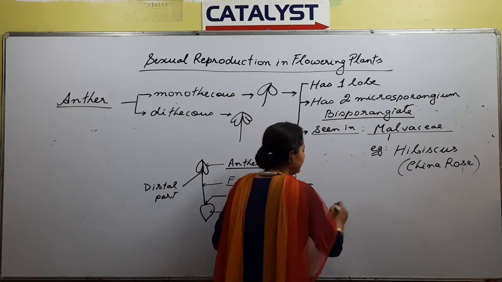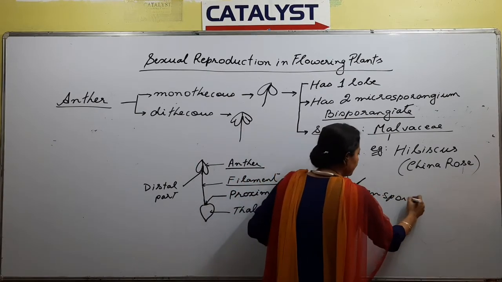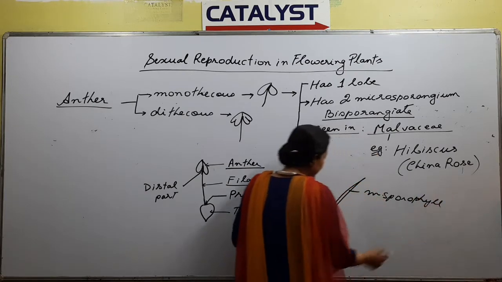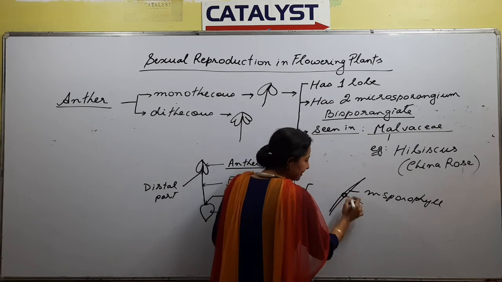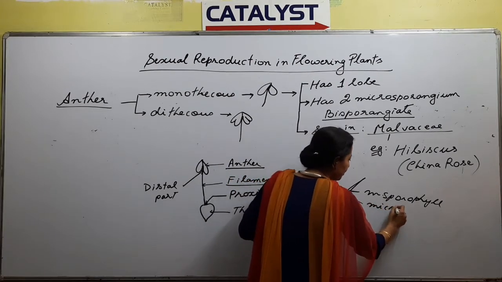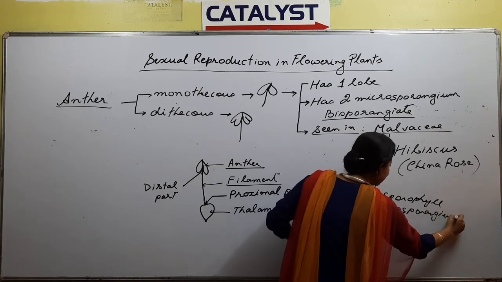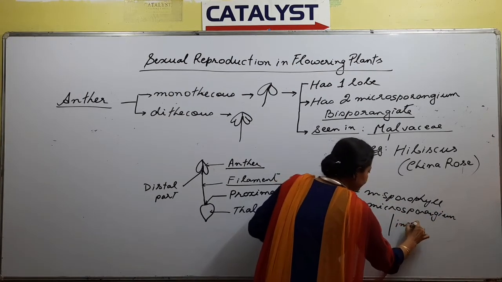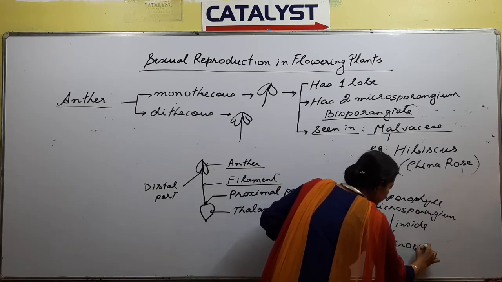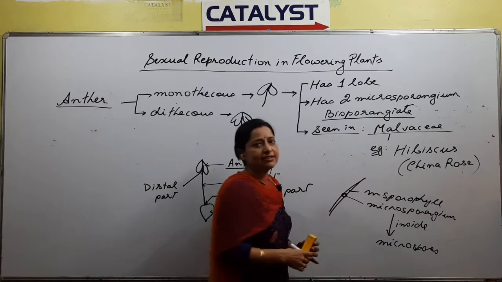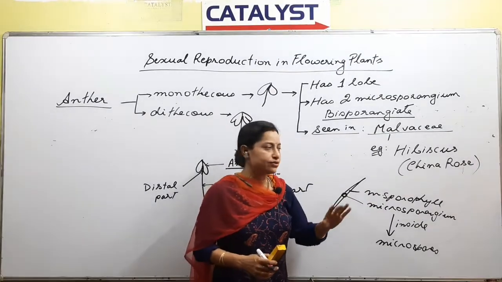So if you are talking about a leaf like this, a microsporophyll, and the area where the spores are present, we call it microsporangium, right? And inside the microsporangium, what will be there? Microspores. This is a diagram just to understand the differences, or we understand the meaning of microsporophyll, microsporangium and microspores, right?